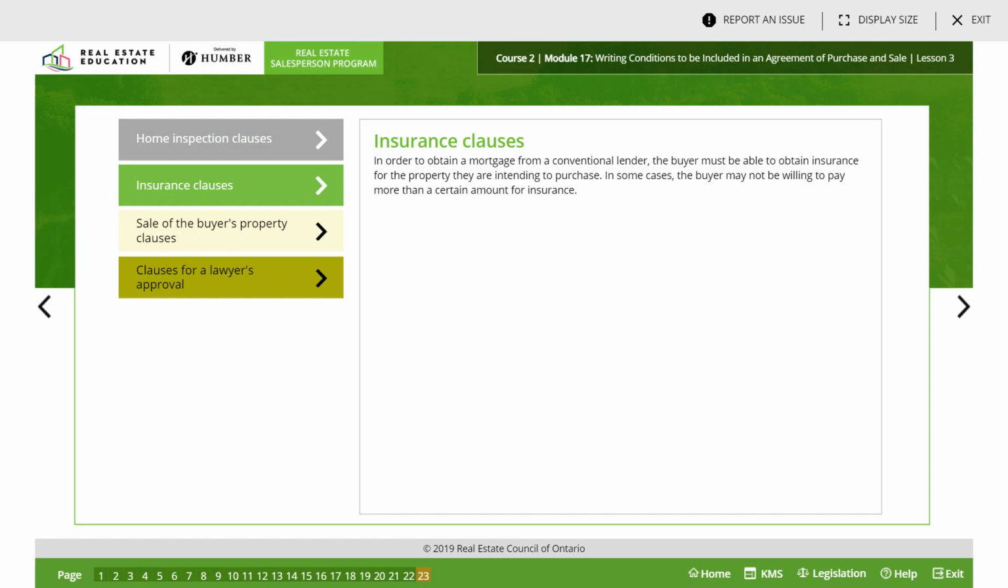Insurance clauses. In order to obtain a mortgage from a conventional lender, the buyer must be able to obtain insurance for the property they are intending to purchase. In some cases, the buyer may not be willing to pay more than a certain amount for insurance.